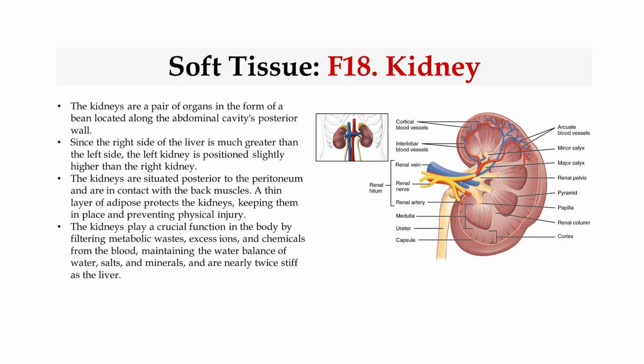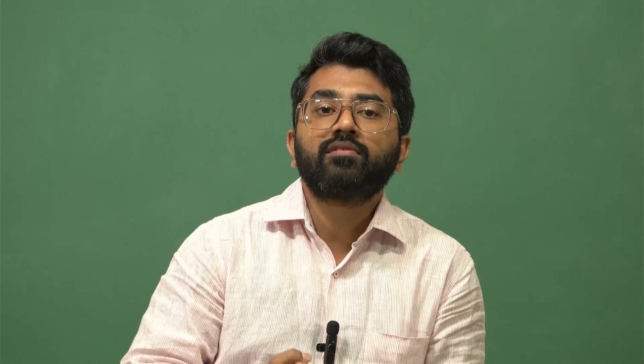The kidneys play a crucial function in the body by filtering metabolic wastes, excess ions, and chemicals from the blood, maintaining the water balance of salts, water, and minerals. So you can well imagine how important the kidneys are, right? And they are nearly twice as stiff as the liver, extremely stiff and strong organs, right? So the mechanical properties of the kidney are almost as strong or as stiff as the liver, right?